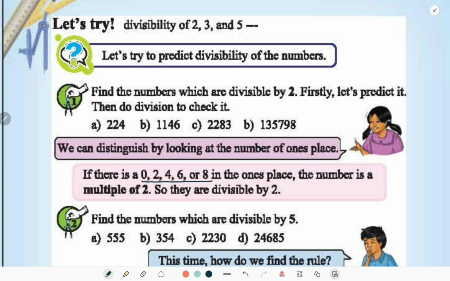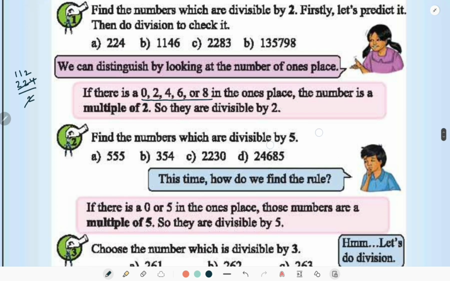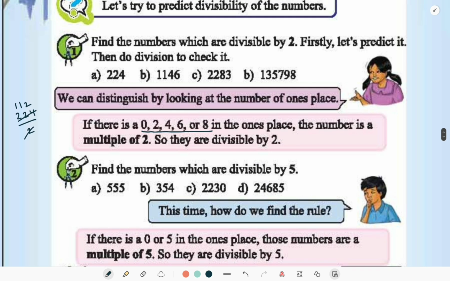You can check by taking any example. If you take 224 by 2, it is 112, and the unit digit is 4, which is an even number. So it is divisible by 2. So we can quickly tell whether these numbers are divisible by 2 or not. This is divisible by 2 and this is not divisible because the unit place has the number 3, and 3 is not divisible by 2, right? So these 3 are divisible by 2.